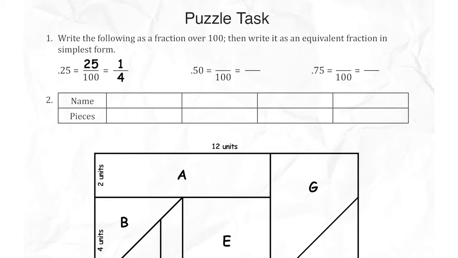50 hundredths as a decimal can be written as 50 over 100 as a fraction. The simplified form of 50 hundredths is 1/2, or 1/2 of a dollar. 75 hundredths as a decimal can be written as 75 over 100 as a fraction. The simplified form of 75 hundredths is 3/4.